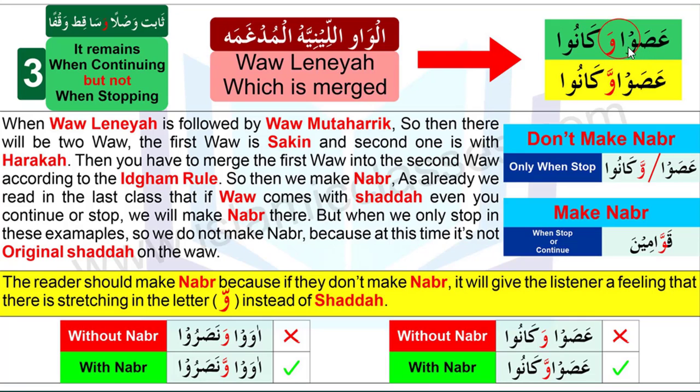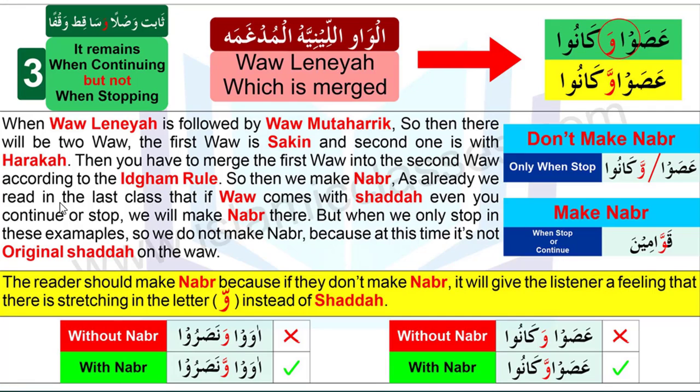So that's why the first waw is sakin here and the second waw is mutaharrik here. When we merge this first waw into the second waw, it looks like with shadda sign on that. Okay, now you can see here the waw is coming with shadda sign. It means we merge the first waw into the second waw. That's why there is shadda sign on the second waw right now according to the idgham rule. So then we make Nabr. So in this condition we make Nabr.